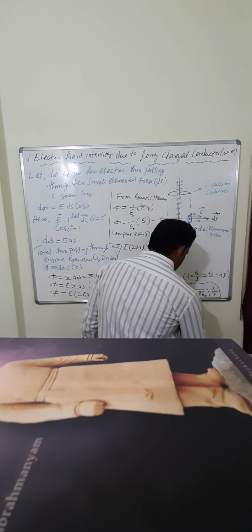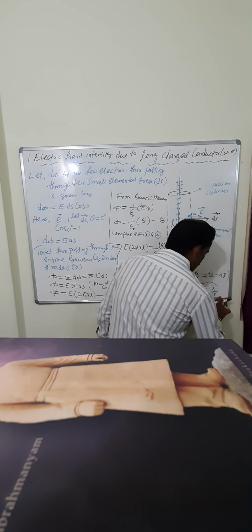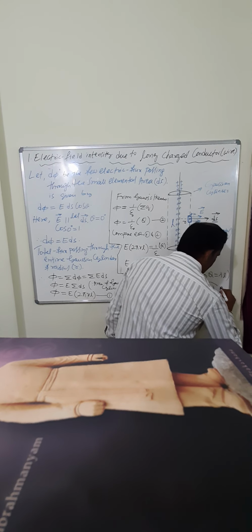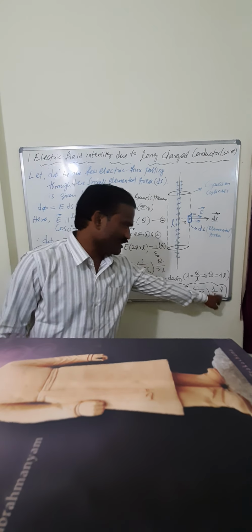Just put r cap, and you will get the vector form. If you want to put it in vector form, this is the electric field vector into r cap. R cap is the unit vector. This is the expression in terms of vector form. If you remove the r cap and the vector sign from E, you will get the magnitude only.